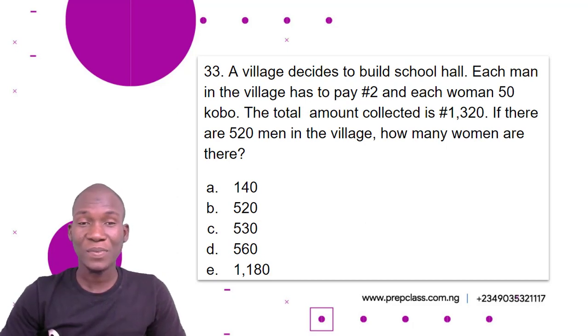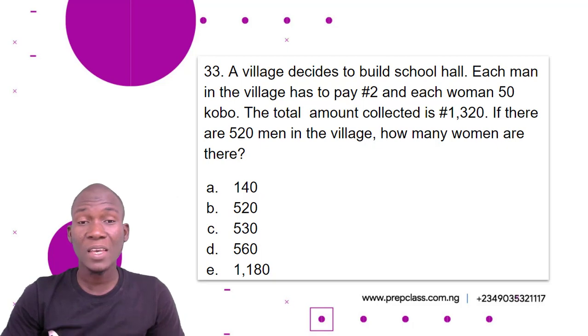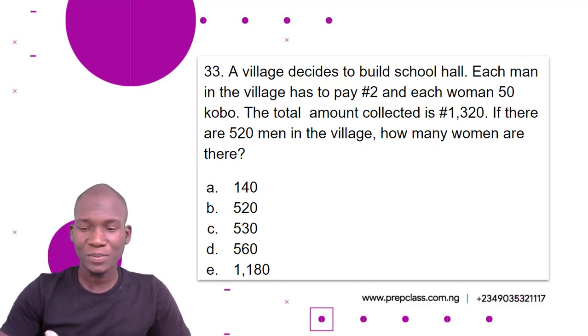Question number 33. A village decides to build a school hall. Each man in the village has to pay 2 naira and each woman 50 kobo. The total amount collected is 1,320 naira. If there are 520 men in the village, how many women are there? A. 140, B. 520, C. 530, D. 560, E. 1,180. How should we solve this question?